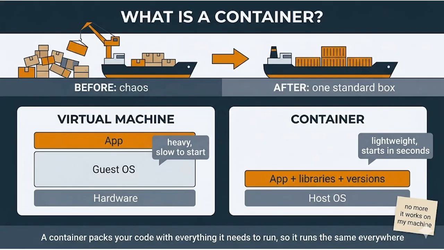Picture shipping. Before standard containers, loading a ship was chaos, every item a different shape. The shipping container standardized it. One box fits any ship, any crane, any truck. A software container does the same for your app. It packs your code together with everything it needs to run, the exact libraries, the exact versions, into one sealed portable box that runs identically on your laptop, in testing and in production. No more, "but it worked on my machine."